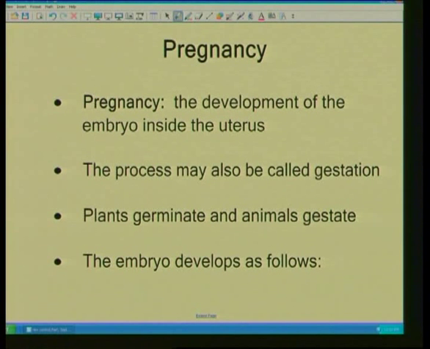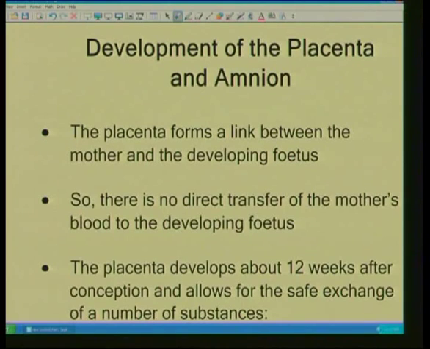Now pregnancy, people. Pregnancy, what are we going to have? It's the development of that little embryo inside the uterus. The process is also called gestation. That's the period of growth. Plants germinate and animals gestate. The embryo develops as follows.